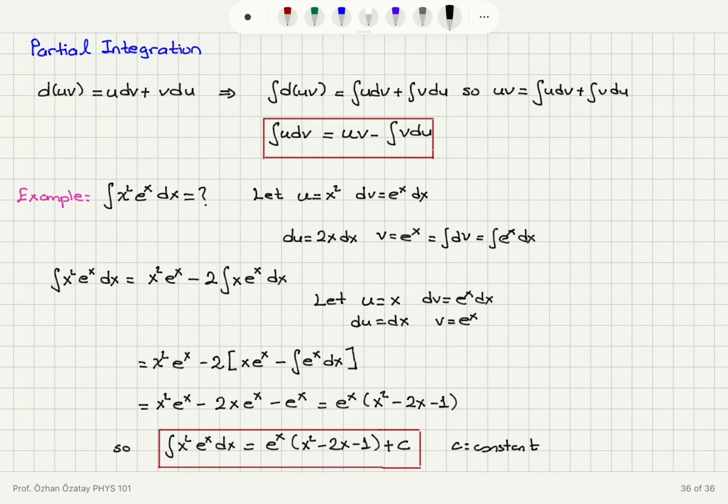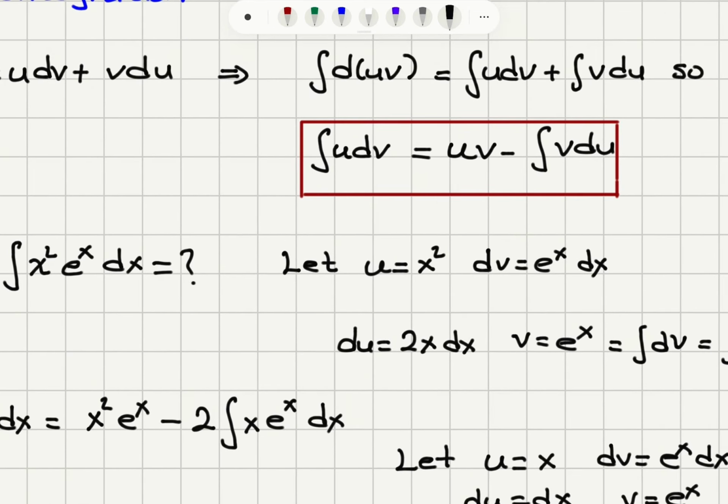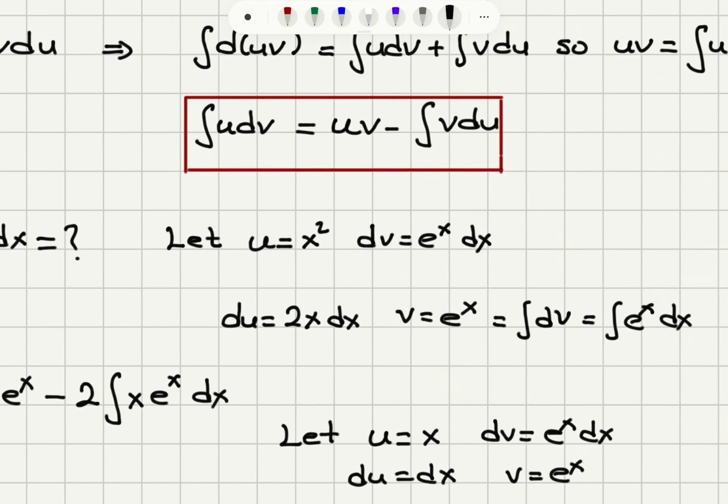So this is what we use to calculate the integral. For example, if we're trying to calculate the indefinite integral of x squared e to the x dx. Now, if you recognize x squared to be function u, and e to the x dx as the differential of the function v, dv, then if you take the derivative of x squared with respect to x, you will have 2x, so du is 2x dx, and the integral of e to the x dx gives us the function v, which is e to the x.